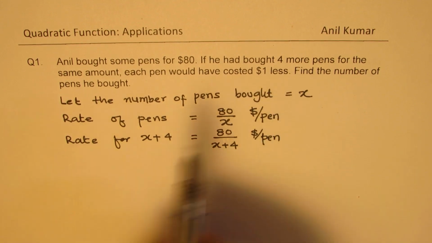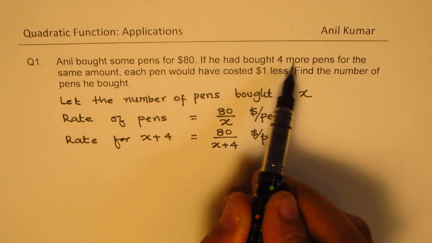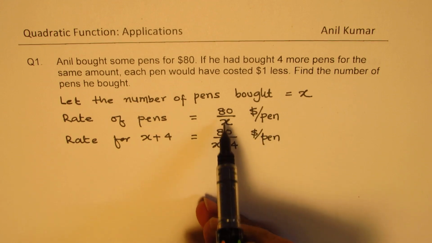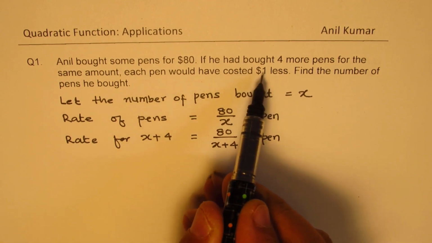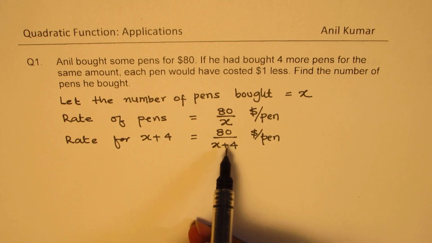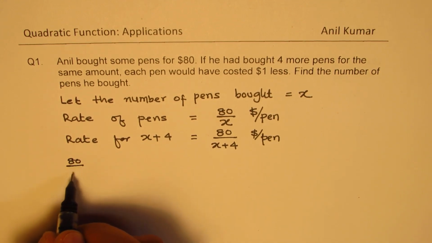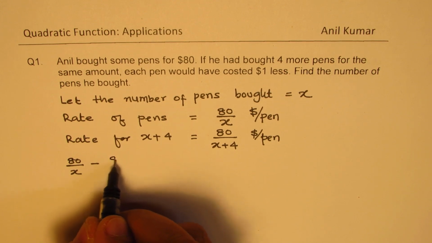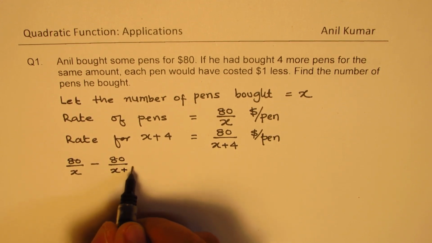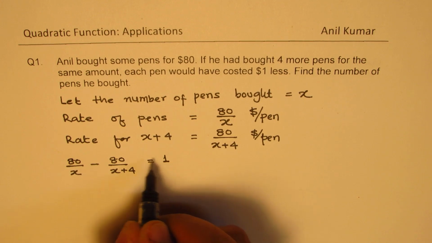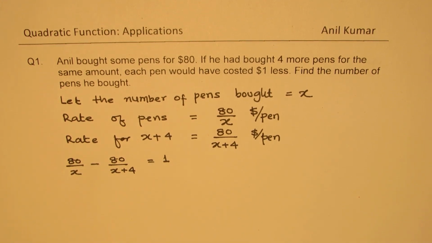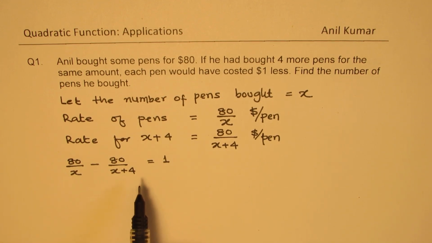Now the question says, if he had bought 4 more pens for the same amount, each pen would have costed 1 less. So this is 1 less than previous price, right? It's cheaper, you got more, right? So the equation now becomes 80 over x, take away 80 over x plus 4 is equal to $1. So that is the difference. Is that clear? So that is how we form our equation, and this is going to be the base for most of the questions which we are going to solve in this video, right?